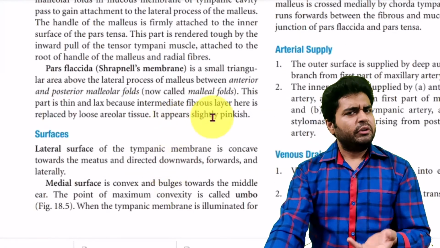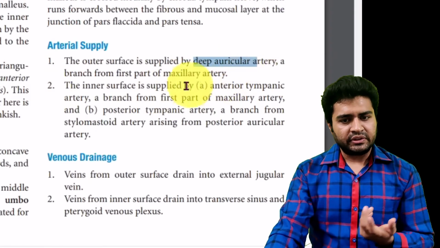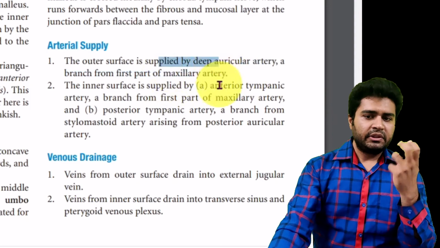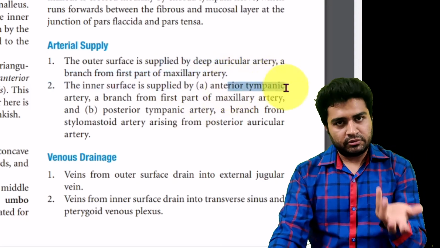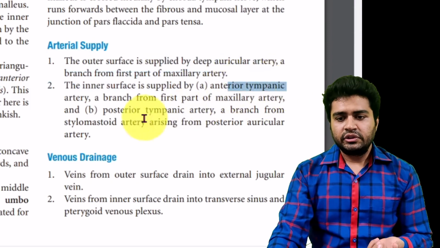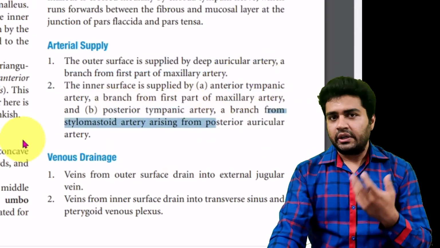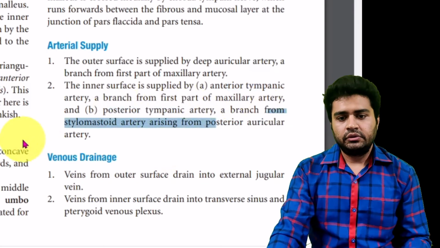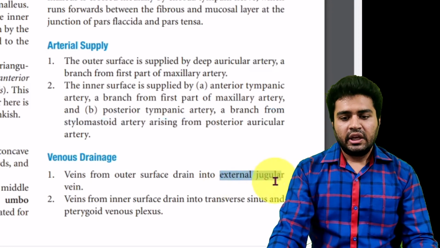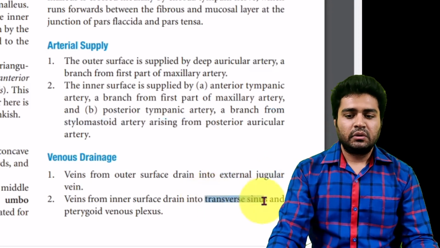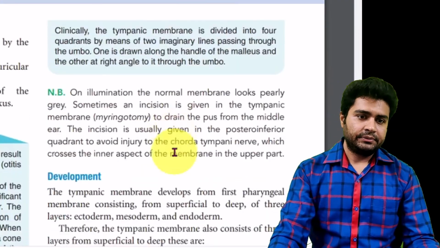Blood supply, if you want to remember, is mainly by the deep auricular artery, which is a branch of the maxillary artery. The inner surface is mainly supplied by the anterior tympanic artery, which is a branch of the maxillary artery, and the posterior tympanic artery, which is a branch of the posterior auricular artery. So there are three arteries and three nerves. Venous drainage is mainly into the external jugular vein, and on the inner side, into the transverse sinus and the pterygoid venous plexuses.